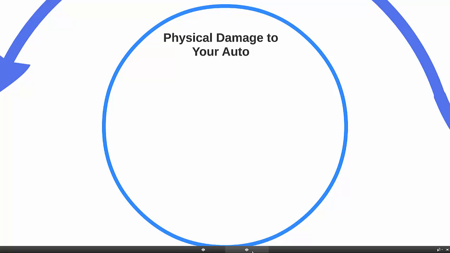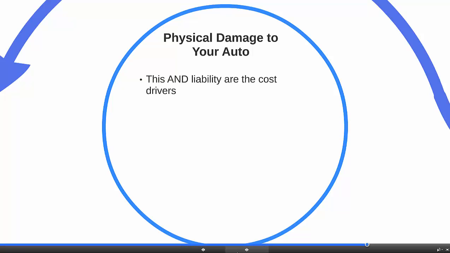Now let's talk about physical damage to your auto. This and liability, as I mentioned before, are the cost drivers to the premium that you pay for your PAP. Both of them can be extremely costly, and what drives the cost depends on different factors. Generally speaking, your auto and the cost of repairing and replacing your auto impacts the cost of physical damage to your auto, whereas your driving record and your age will tend to drive the cost of liability more.